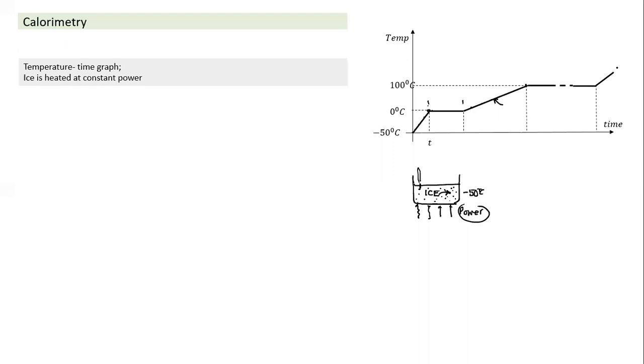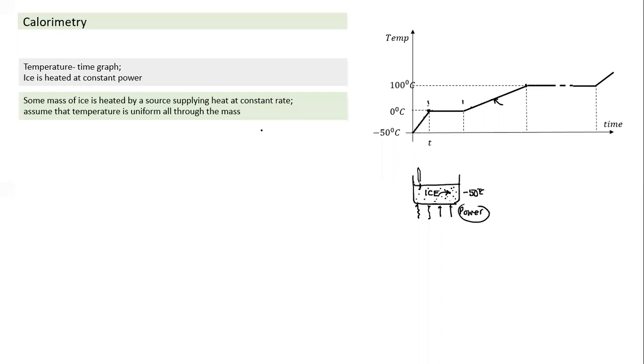After that, it is turned into steam here. Let's understand this heat supply at a constant rate, assuming the temperature is uniform all across the mass, time intervals and slope. What we need to understand is, if this has taken time t, then what will be the time taken from here to here in terms of t?